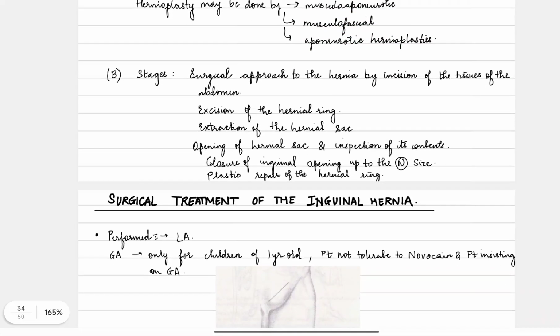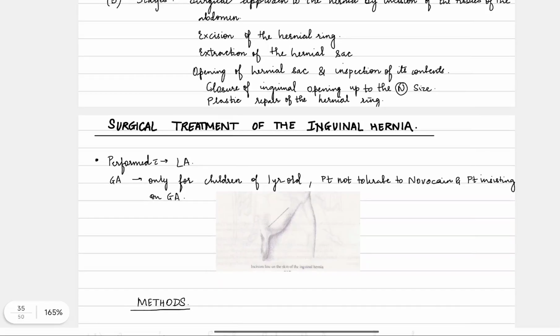Stages are surgical approach to the hernia by incision of the tissue of the abdomen, excision of the hernial ring, extraction of the hernial sac, opening of the hernial sac and inspection of the contents, closure of the inguinal opening up to the normal size, plastic repair of the hernial ring.